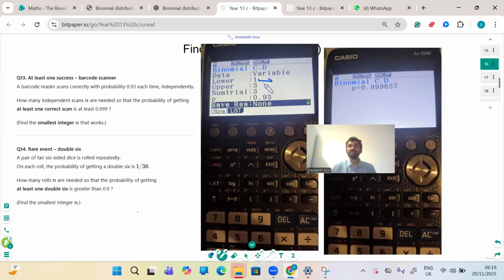Here the probability is higher, so you don't need so many trials. That's why I started with around 5. Still, that was more than 0.999, so I kept on decreasing it. I went until 3. When it is 3, it is more than 0.99. When it is 4, it was even more than that. So that's why n is equal to 3. You can do this one.